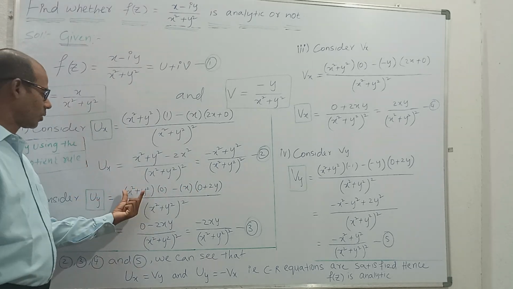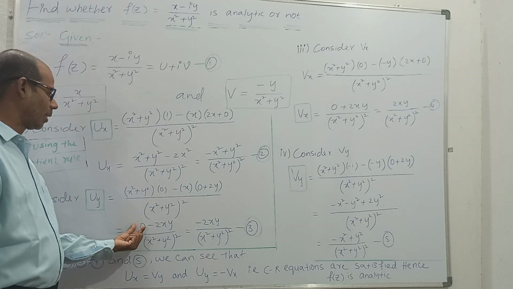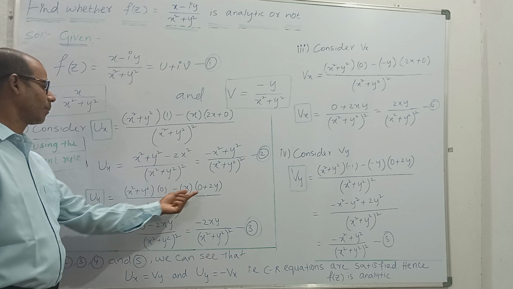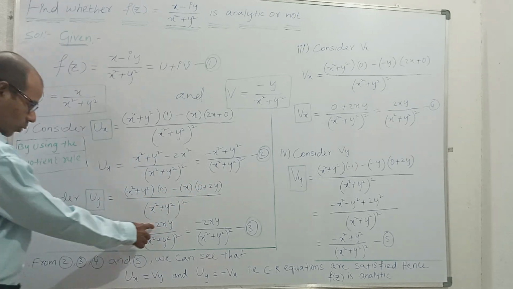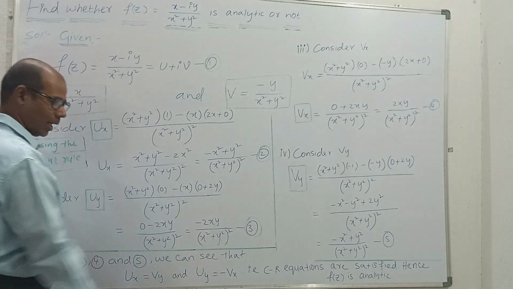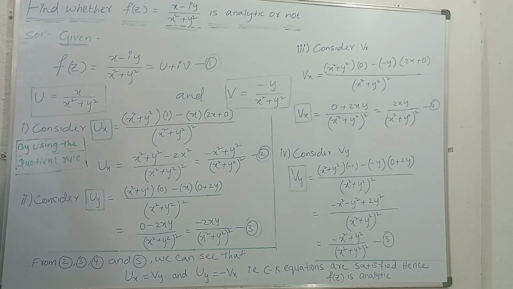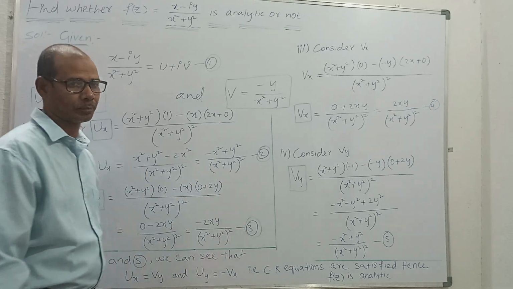So if I simplify this one, x square plus y square into 0 will become 0. Here minus is there, x into 2y becomes 2xy. So 0 minus 2xy is minus 2xy upon x square plus y square whole square. So this is number 3.